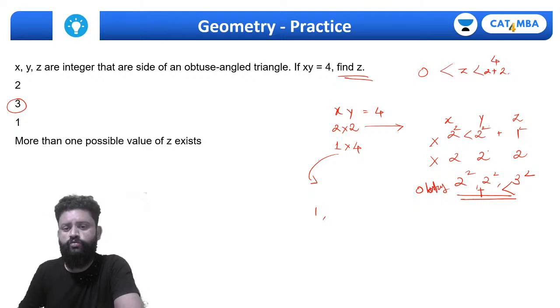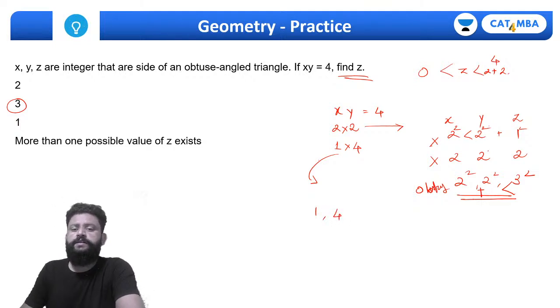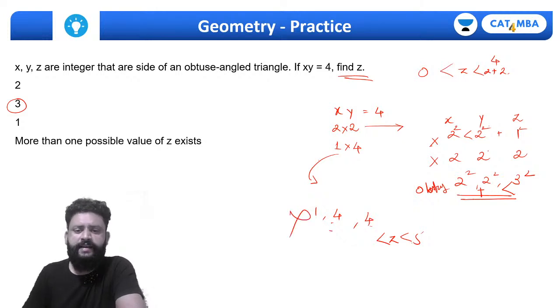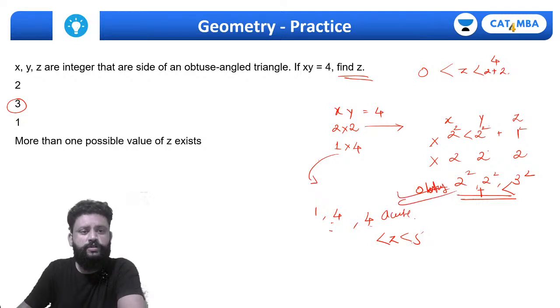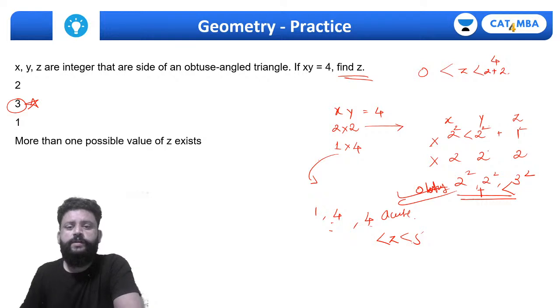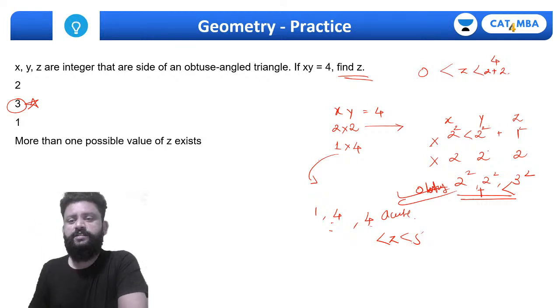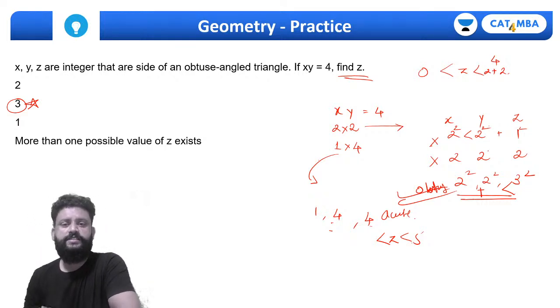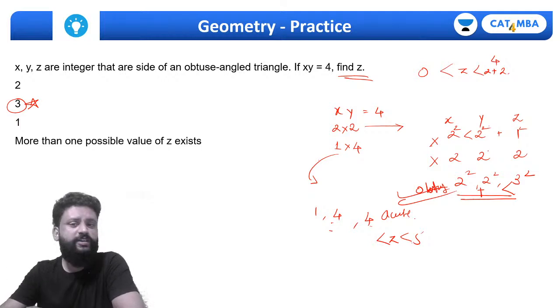So let's try for this 1 and 4, and z can be anywhere between the difference between this is 3, that is greater than 3, and less than 5, it can be only 4. So this is again an acute angle triangle. It's possible, but it will be an acute angle triangle. So only one obtuse angle triangle is possible, so answer is 3. So bit tricky question, not that tough. Definitely recommended. अगर इस टाइप के questions आते हैं तो definitely attempt करनी चाहिए.